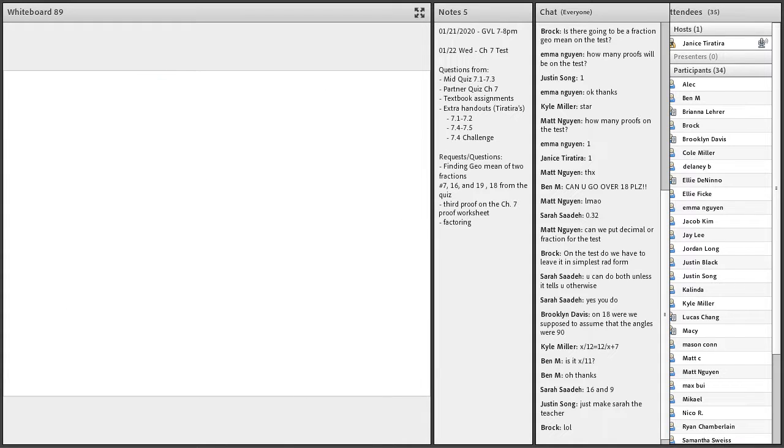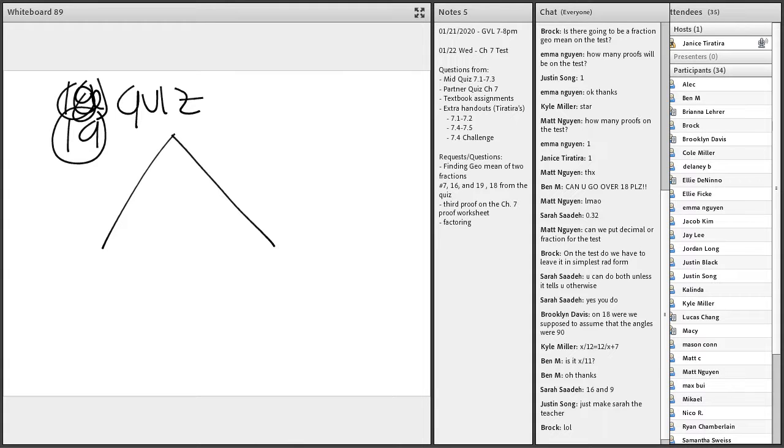All right, so next one is number 18 on the quiz. And then we'll talk about the proof. 18, assume the angles. Oh, we just did 18, huh? I'm sorry. 19. Oh, I went out of order. I'm so sorry. Okay, so 19. So 19 was this picture. 6x, x minus 1, 2x plus 4.